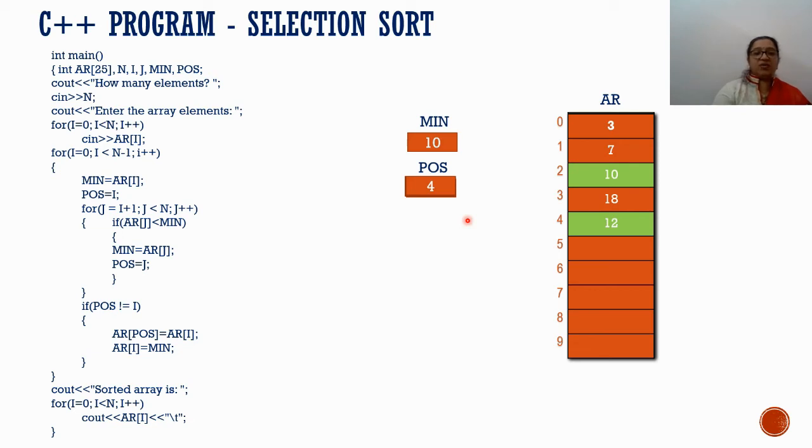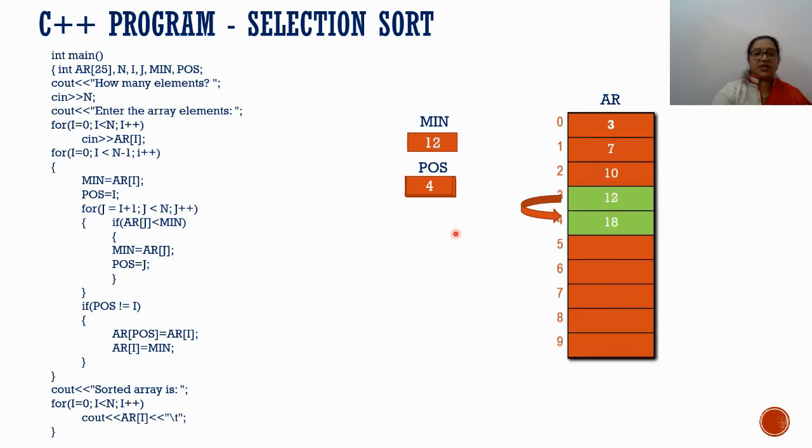So again, we keep the minimum as 18 and the position as 3. We are repeating. 18 is the minimum and the position is 3 now. Now we are comparing 18 and 12, because only one value is left to compare. So 12 is the minimum one, so we change the value of min to 12 and the position to 4. Okay, now we want to swap them: the value to the 4th place and the other to the 3rd place.